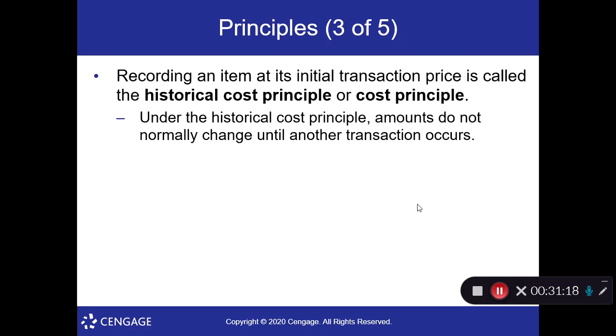Now, vehicles do depreciate, and we'll talk about that and record that in later chapters, but we don't get to go back and actually revise the amount of the vehicle. The vehicle, a building, an asset, stays on our books at cost, what we purchased it for.